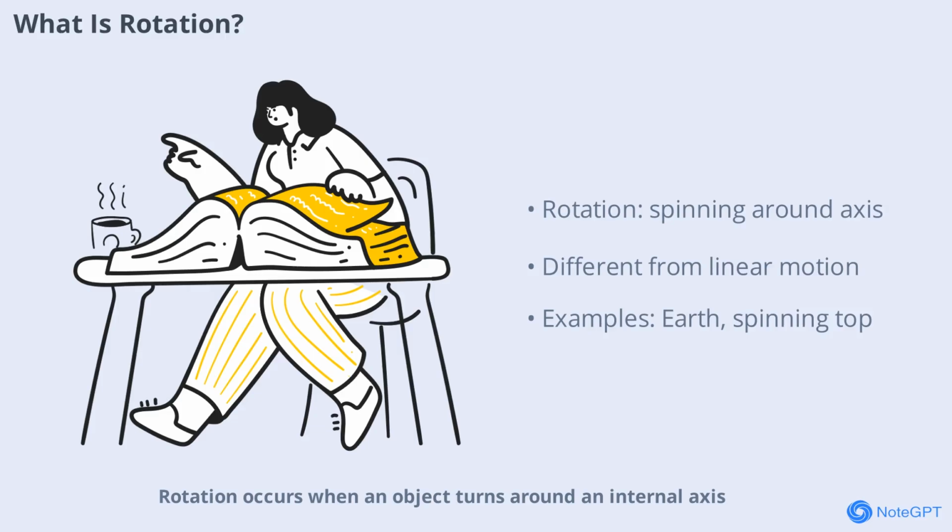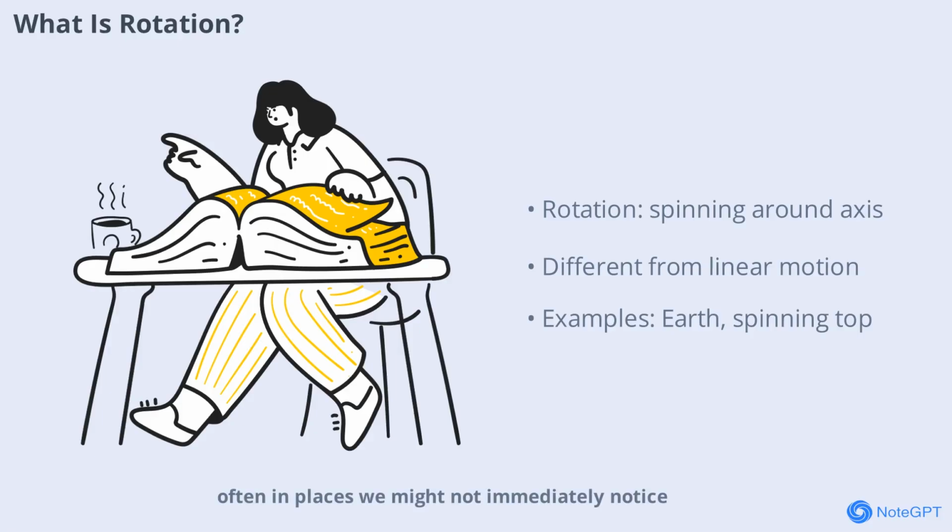Rotation occurs when an object turns around an internal axis. Think of the Earth spinning on its axis or a spinning top twirling on the floor. Unlike linear motion where objects move from one place to another, rotation is all about movement around a fixed point. This distinction is crucial in physics because the forces and equations involved are different. Understanding rotation helps us analyze everything from the motion of planets to the gears in a clock. As we move forward, keep in mind that rotational motion is everywhere in our daily lives, often in places we might not immediately notice.